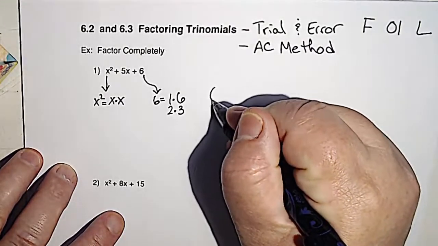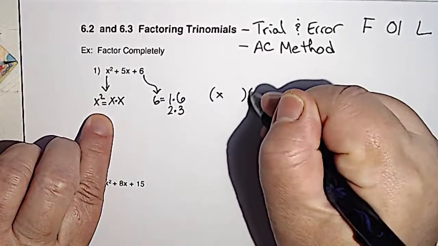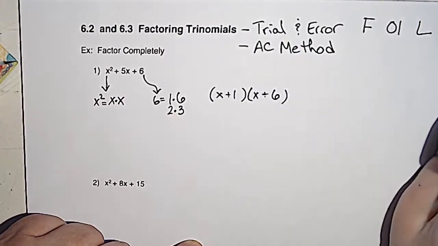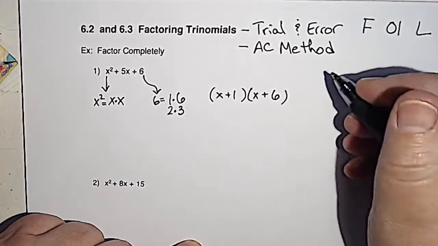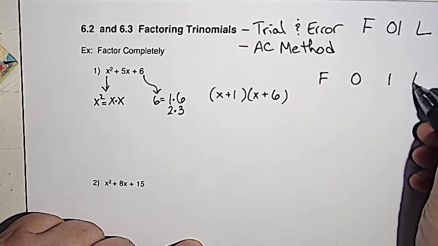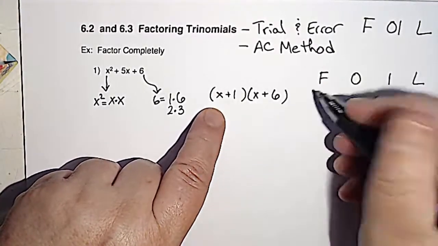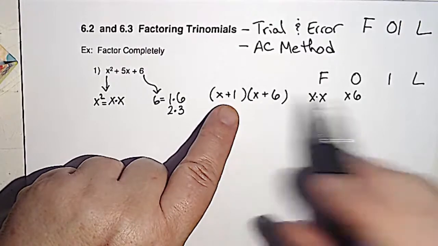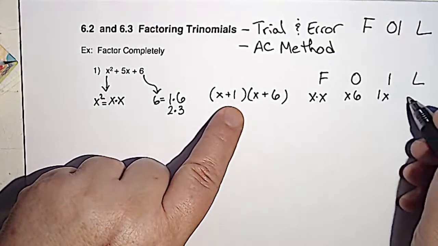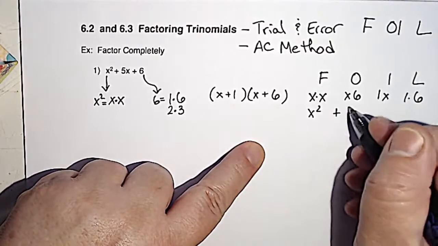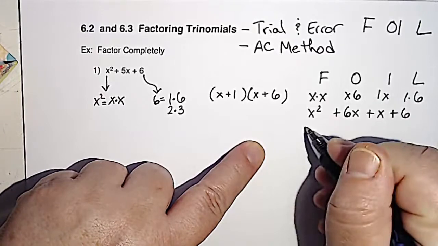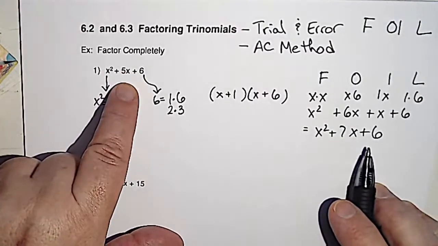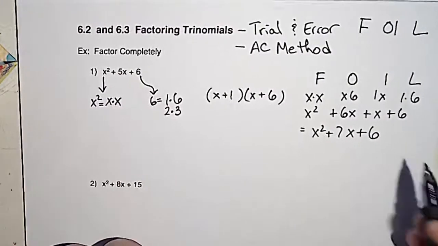So let me show you what this would look like. I would take this x times x and write it like that, and then I would write plus 1, plus 6. Notice I've set up two binomials, and then I would use FOIL. First, x times x; outer, x times 6; inner, 1 times x; and last, 1 times 6. So this ends up being x squared plus 6x plus x plus 6, and that gives us x squared plus 7x plus 6. Is this what we're looking for? No, it is not. We wanted 5 in the middle. We got 7. Okay, this one didn't work.